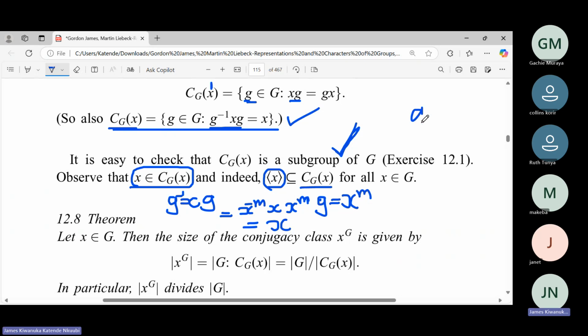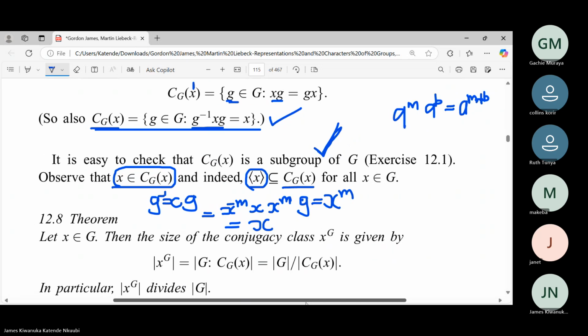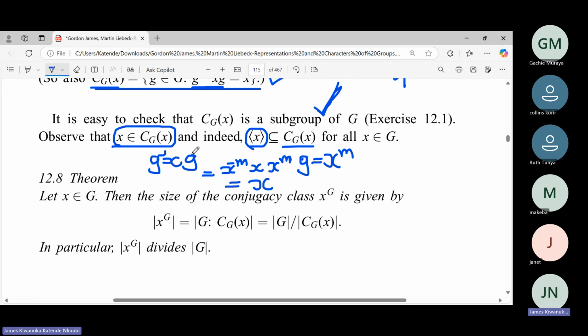Remember, anytime you're working with groups, a^m multiplied by a^n is the same as a^(m+n). It's similar to the laws of indices for real numbers. So this establishes that any element in the cyclic subgroup generated by X will be in the centralizer, including X itself. So we already have a subgroup. This is a guaranteed subgroup of a centralizer.